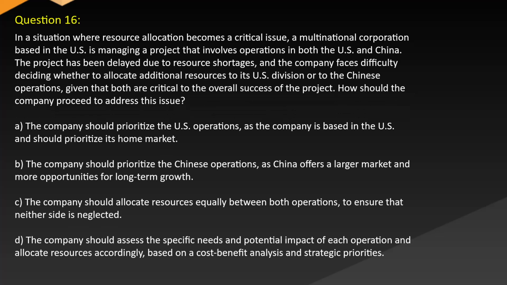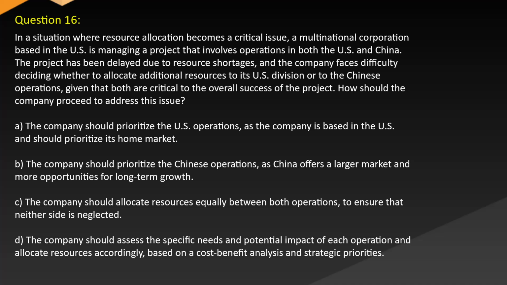Question 16. In the situation where resource allocation becomes a critical issue, a multinational corporation based in the U.S. is managing a project that involves operations in both the U.S. and China. The project has been delayed due to resource shortages, and the company faces difficulty deciding whether to allocate additional resources to its U.S. division or to the Chinese operations, given that both are critical to the overall success of the project. How should the company proceed to address this issue?